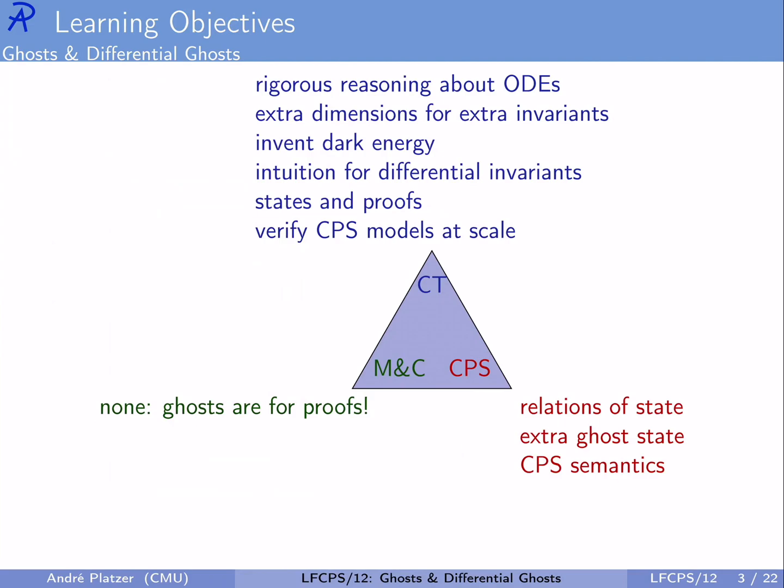So what we're going to see is, from a modeling and controls perspective, in this chapter we'll learn nothing at all. Why? Well, the whole point of the ghost variables is that they're merely there for the sake of the proof and not for the real system. They're made up for the analysis purposes.